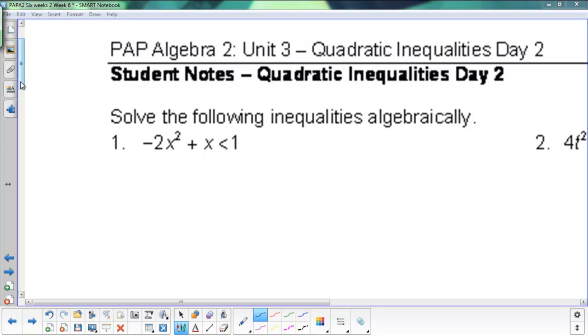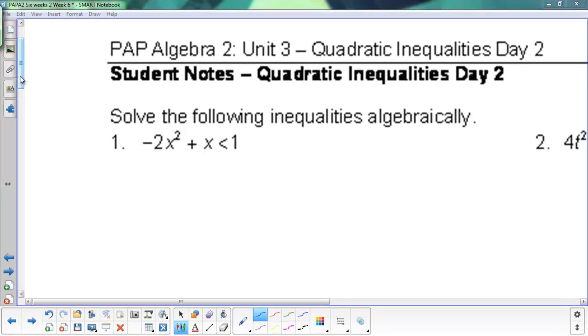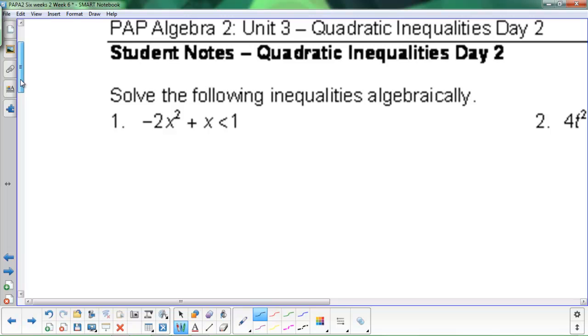Quadratic Inequalities, Day 2. We're going to follow up from yesterday's lesson and look at some word problems and maybe a little bit more complicated issues surrounding quadratic inequalities. I'd also like to introduce the calculator and how you can use the test functions to help you determine whether or not it is a solution, and help you with the number lines.